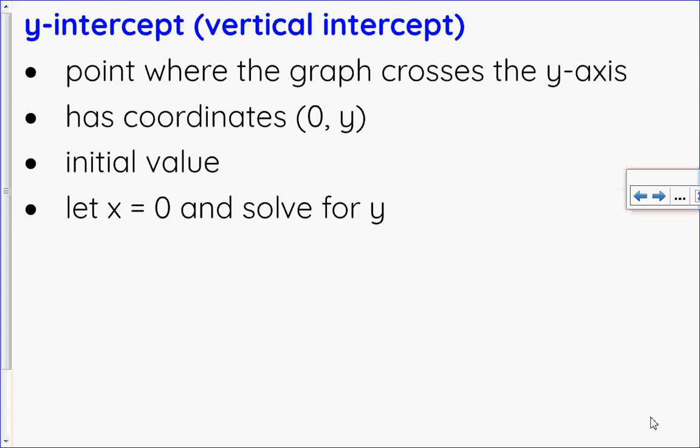Let's get started. First thing I want to talk to you about is the y-intercept. Now, the y-intercept, I can see that graphically. It is the point that the graph crosses the y-axis. Because it is a point, it has coordinates, and those coordinates are (0, y). Because x has a value of 0, the y-intercept is sometimes called the initial or the beginning value. To find that algebraically, I would let x be 0 and solve for y.